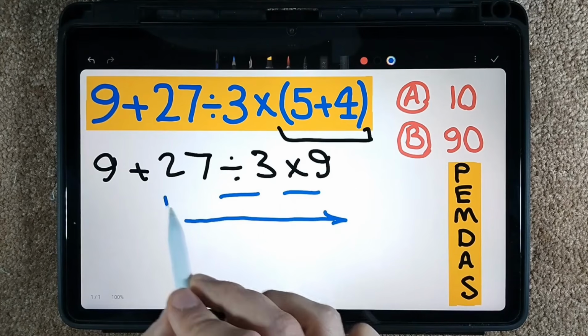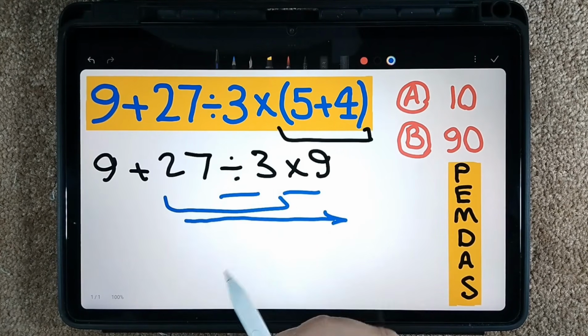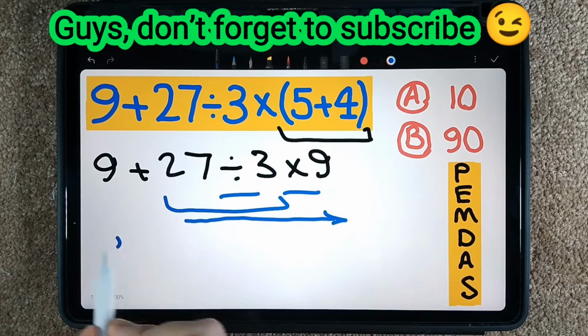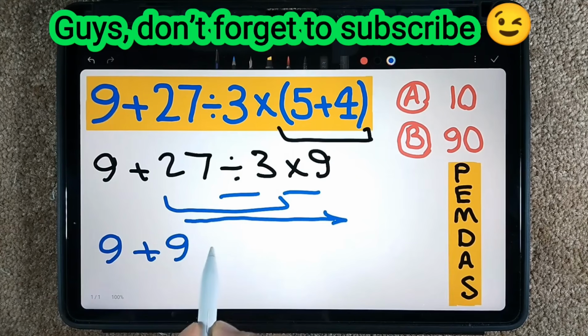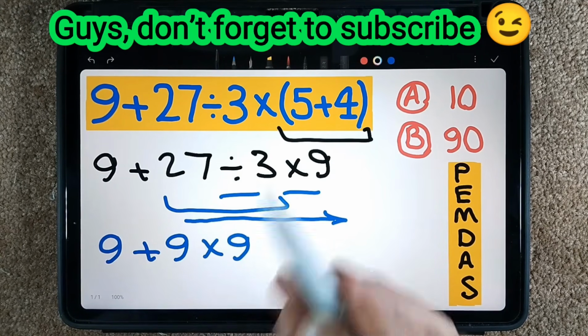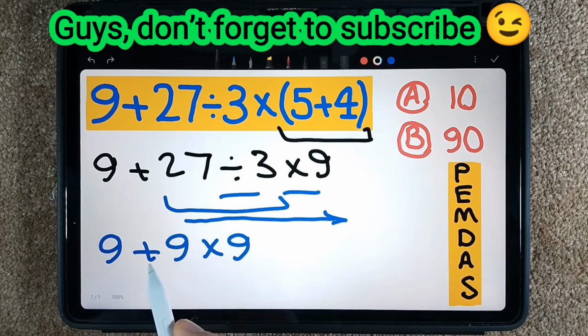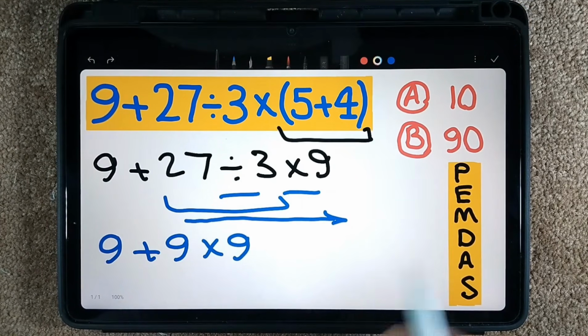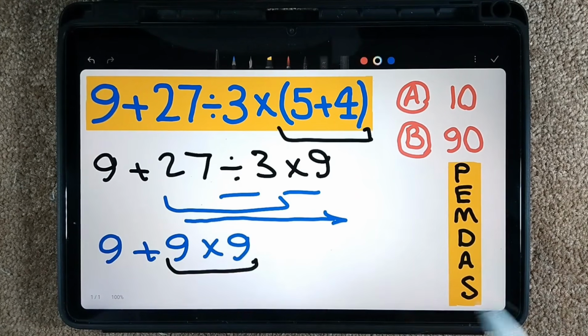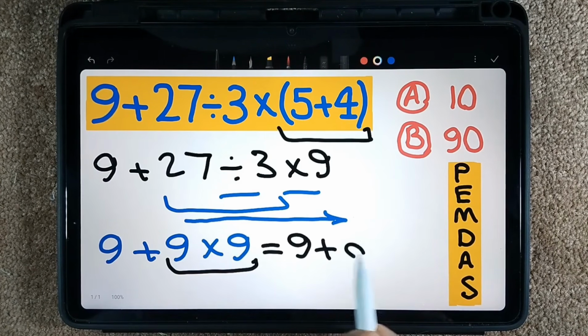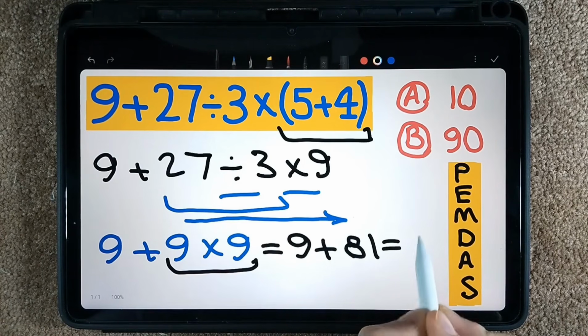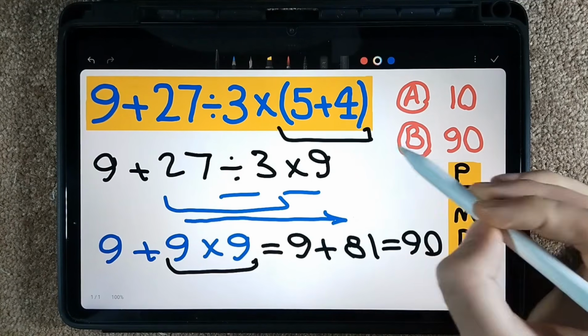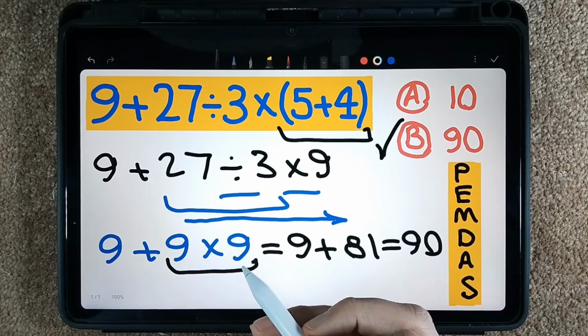So, first we go for the division between 27 and 3, and instead of this expression, we can write 9 plus 9 multiplied by 9. Alright, in this expression, first we have an addition sign, then a multiplication sign. According to the PEMDAS rule, first we go for the multiplication between 9 and 9, because multiplication has priority over addition. So, we rewrite this expression as 9 plus 81, which finally gives us the answer 90. Therefore, option B is the correct answer to this question.